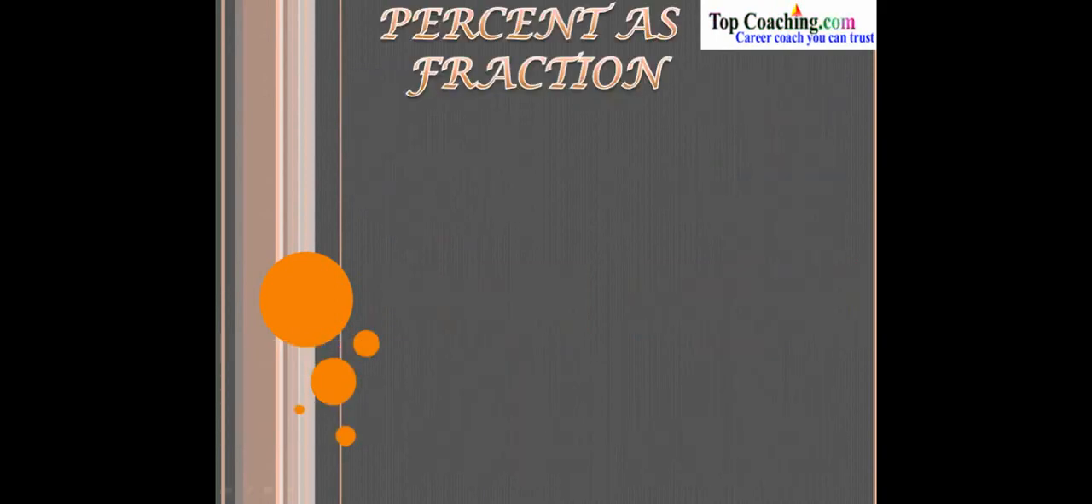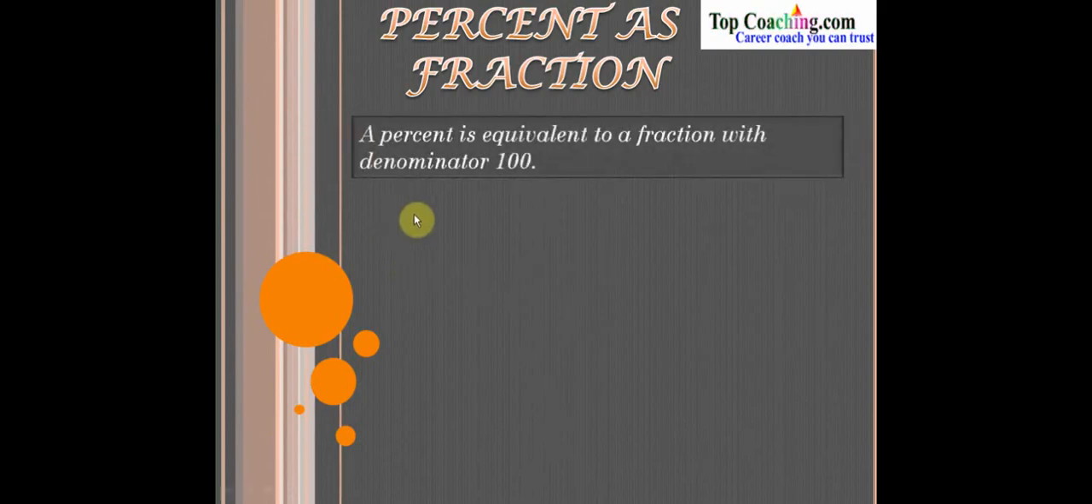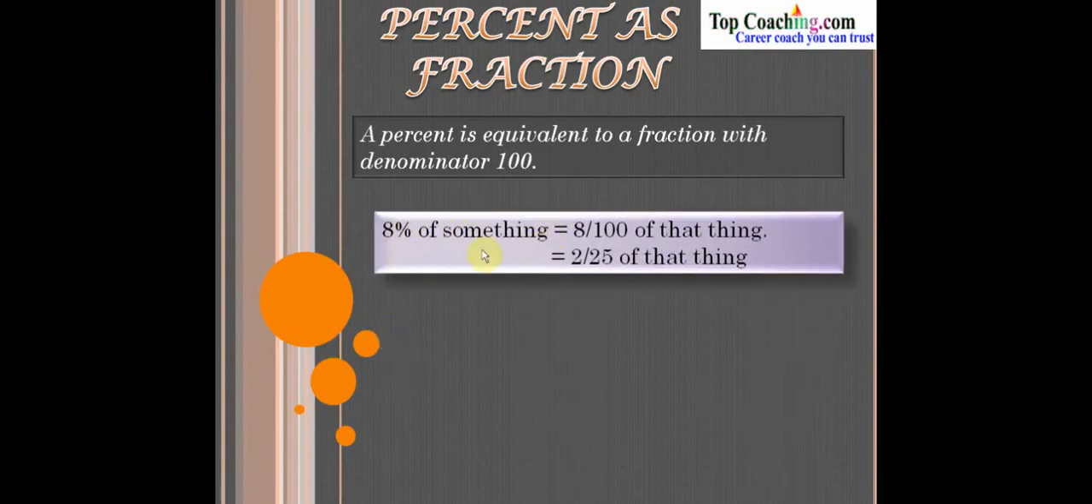Now, percent as a fraction. Now let's try to understand how to express percent as a fraction. A percent is equivalent to a fraction with denominator 100. We've already seen that a percent is actually equal to a fraction with a denominator 100. We always express the denominator as 100. So 8% of something would be equal to 8 by 100.